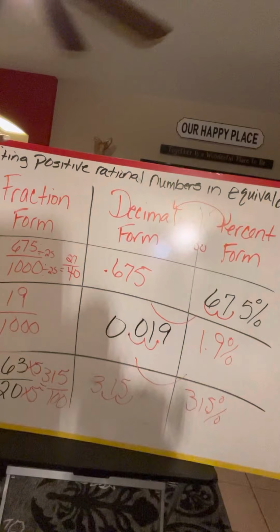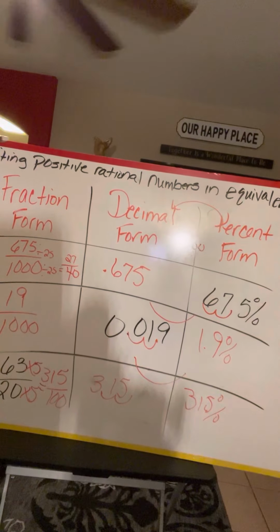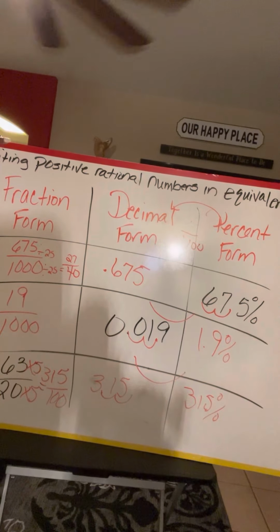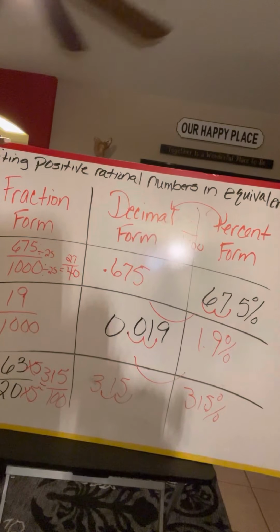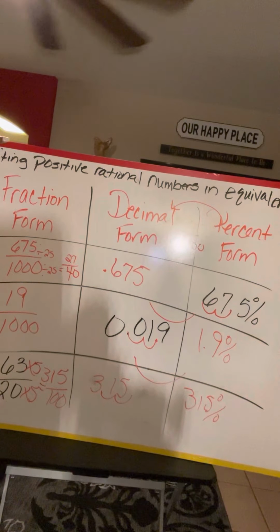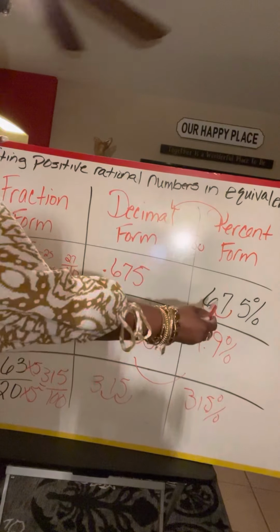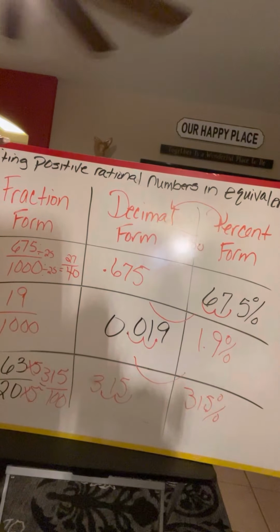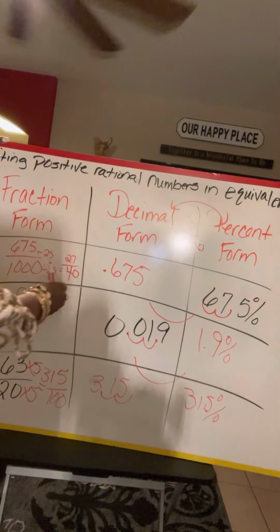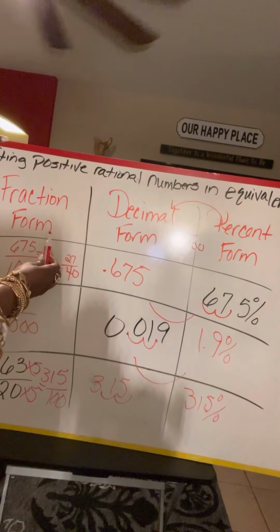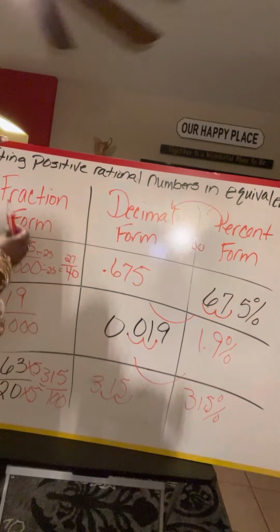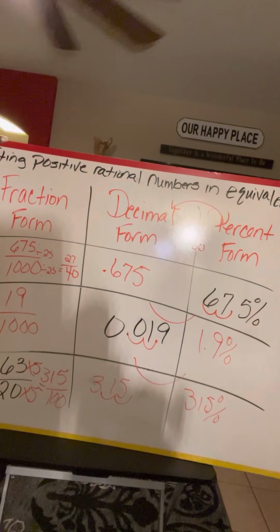Okay? Fraction to decimal to percent. Make sure you're either multiplying or dividing. If I'm going from decimal to percent, I'm multiplying, so I'm moving my decimal 2 places to the right. From percent to decimal, I'm dividing, so my number is getting smaller. I'm moving my decimal 2 places to the left. Okay? I hope that helps.